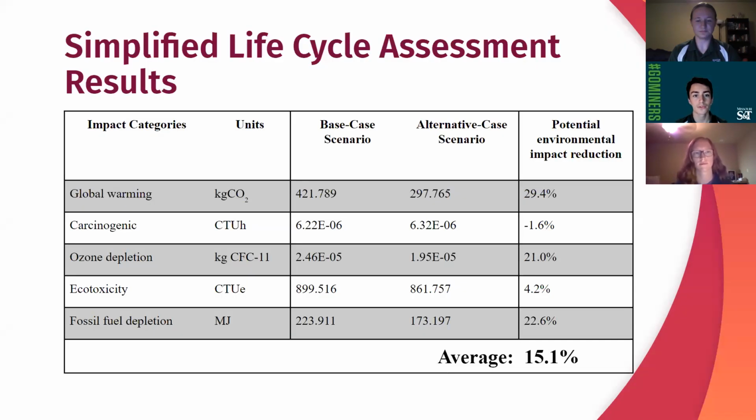So totaling our results with the base case scenario as reference, we put them both into the EcoConcrete calculation tool, and our average environmental impact reduction was 15.1%. Our best improvement came in the global warming category with a 29.4% reduction, followed by the fossil fuel depletion impact at 22.6% reduction, and ozone depletion with 21% reduction.